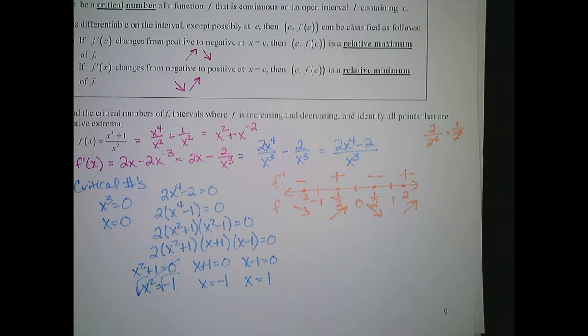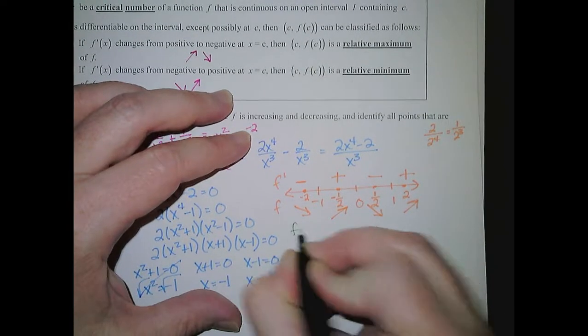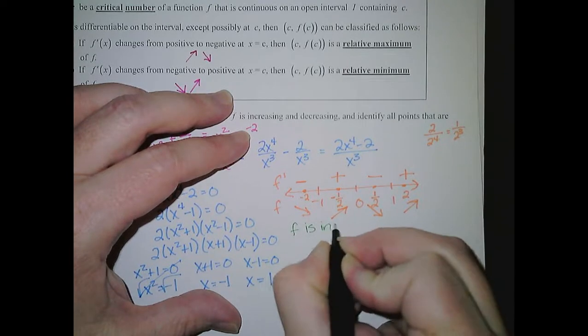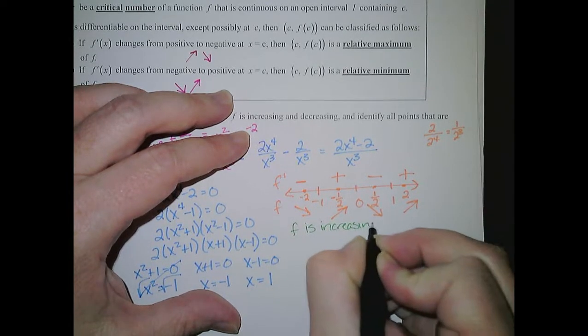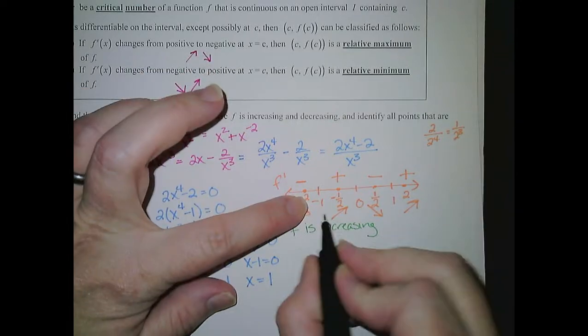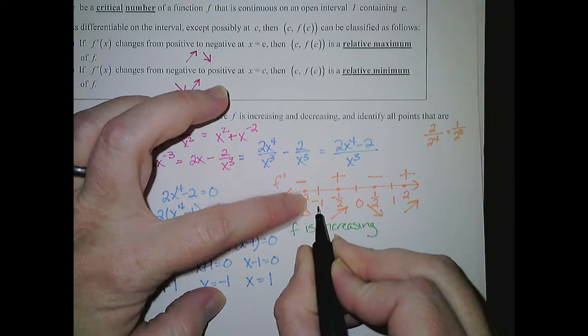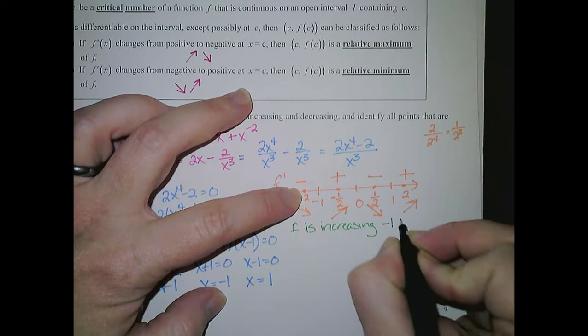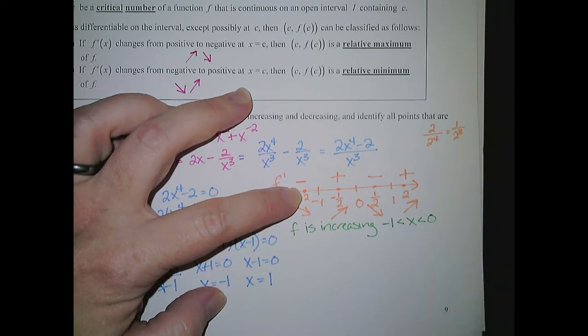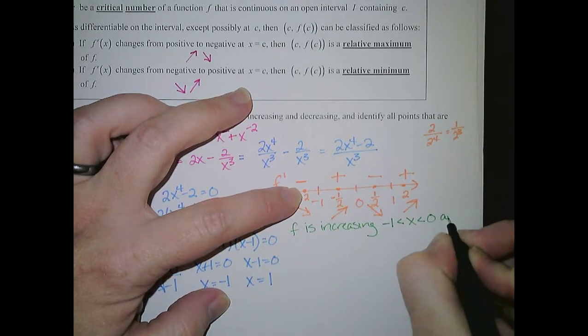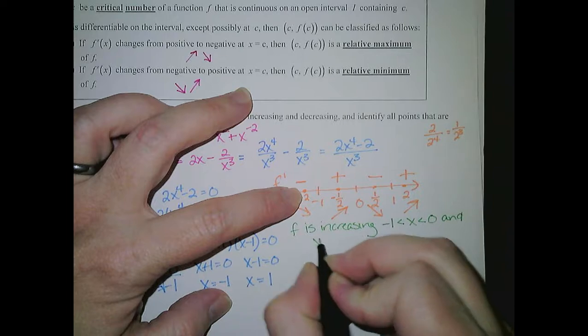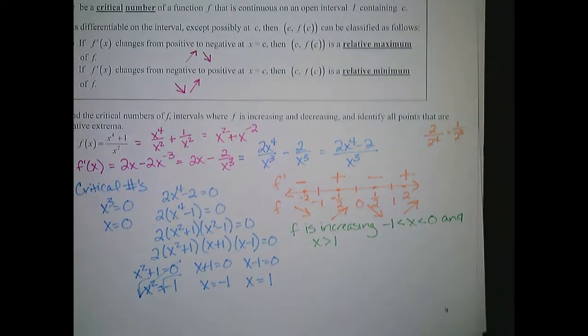So for the intervals where we are increasing, we know that f is increasing for the values between -1 and 0, so from -1 to 0, and also for all of the x values greater than 1.